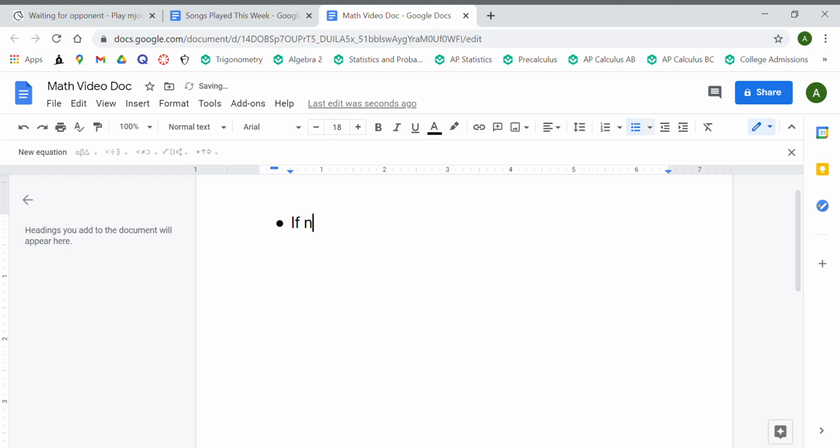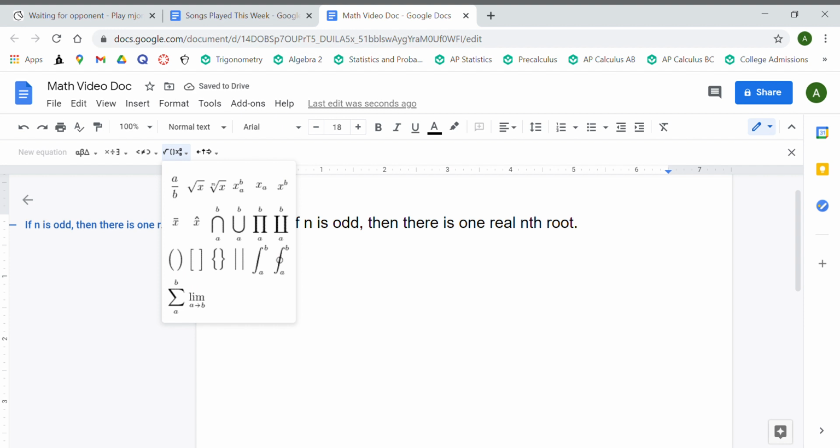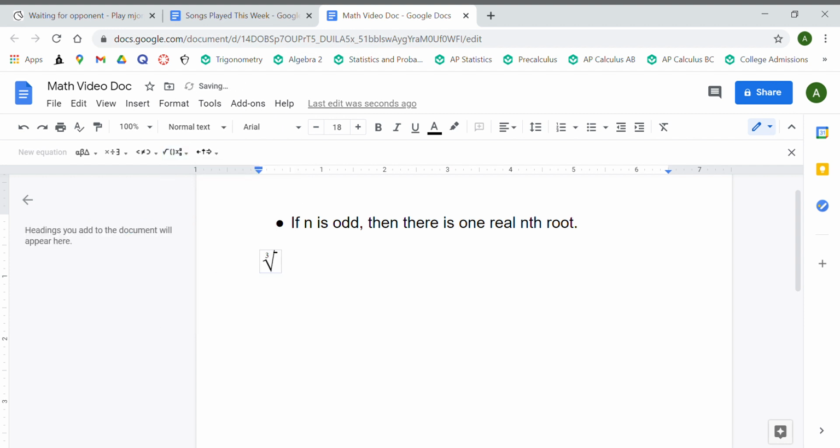First, if n is odd, then there is one real nth root. For example, we have the cube root of 27. There is one real nth root. So what number can we cube to get this answer? It's 3, right?